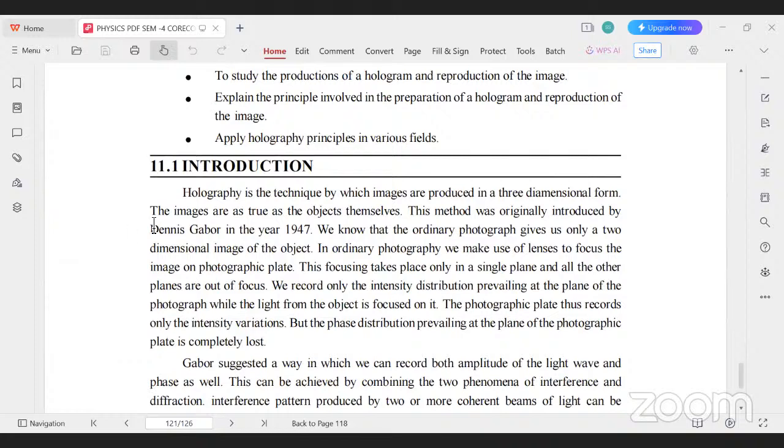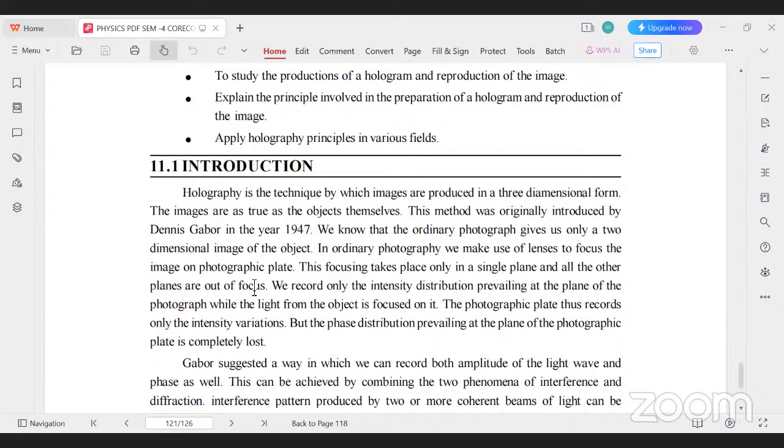Holography is a technique by which images are produced in a three-dimensional form. With holography, we are able to find the structure of the object in itself. This method was originally introduced by Dennis Gabor in the year 1947. We know that an ordinary photograph gives us only a two-dimensional image.